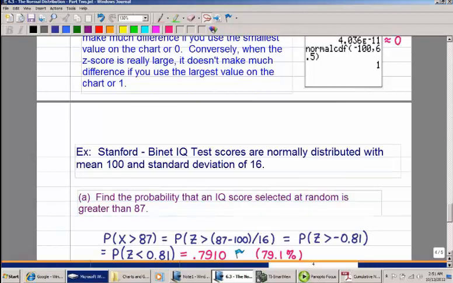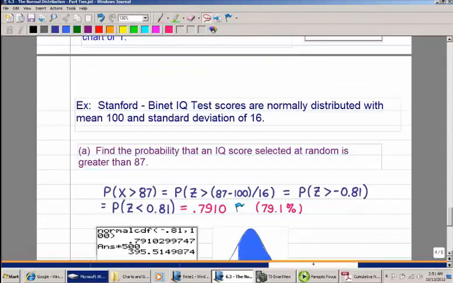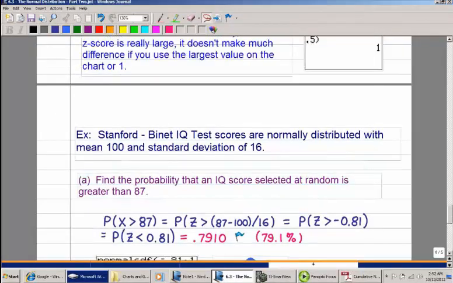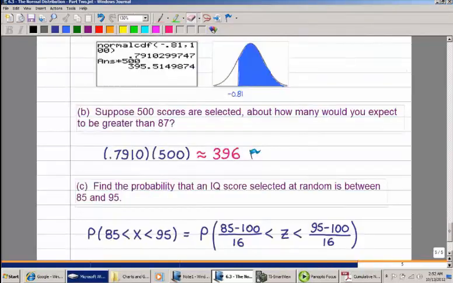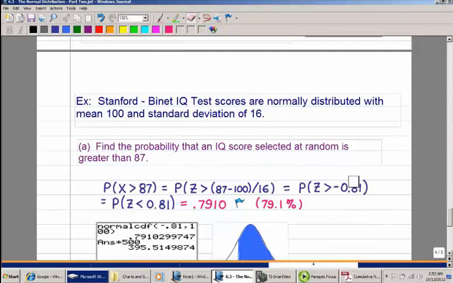Let's take a look at this example. Stanford Binet IQ test scores are normally distributed with a mean of 100 and standard deviation of 16. Find the probability that an IQ score selected at random is greater than 87. So there's my probability statement, x greater than 87. So I take 87 minus my mean of 100, divided by 16. That rounds to negative 0.81 when you divide it. So it's negative 13 over 16, which rounds to negative 0.81. I'm going to flip it over, change the sign. So I'm changing it to less than, which then makes it positive 0.81. Opposite sign.